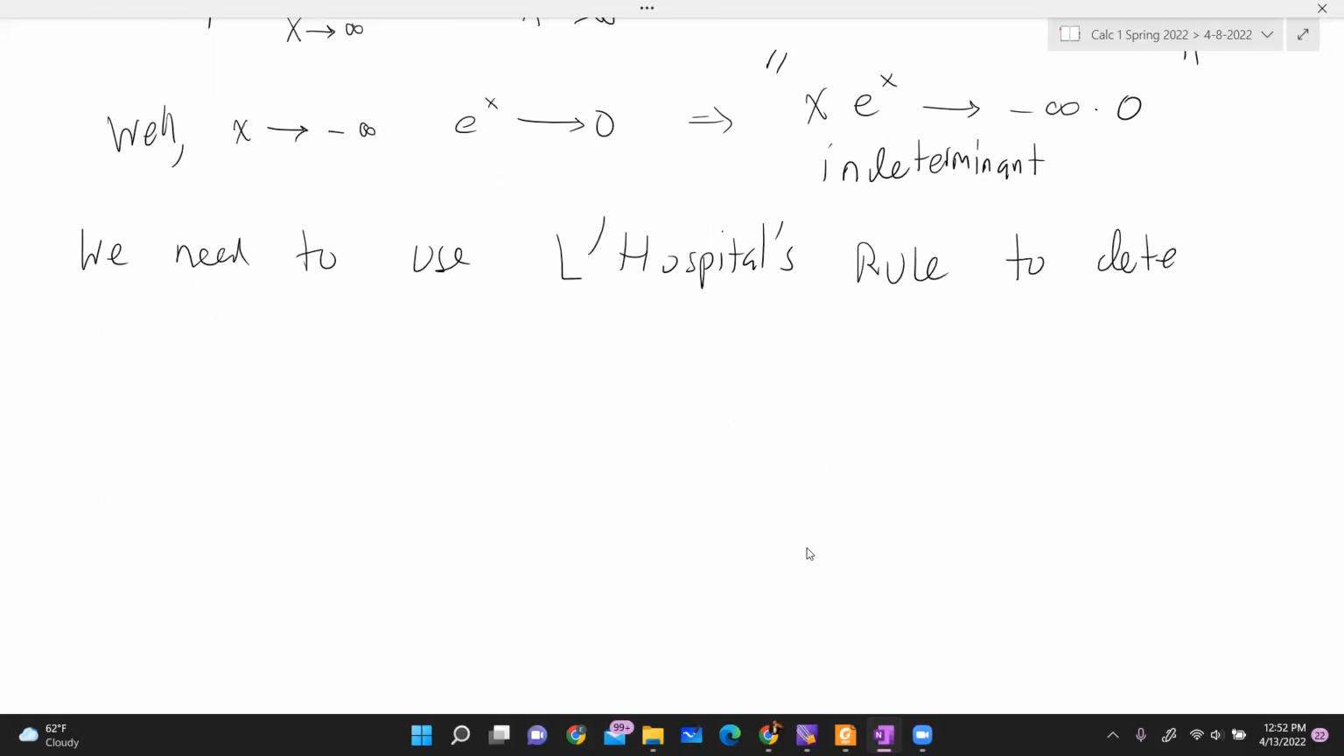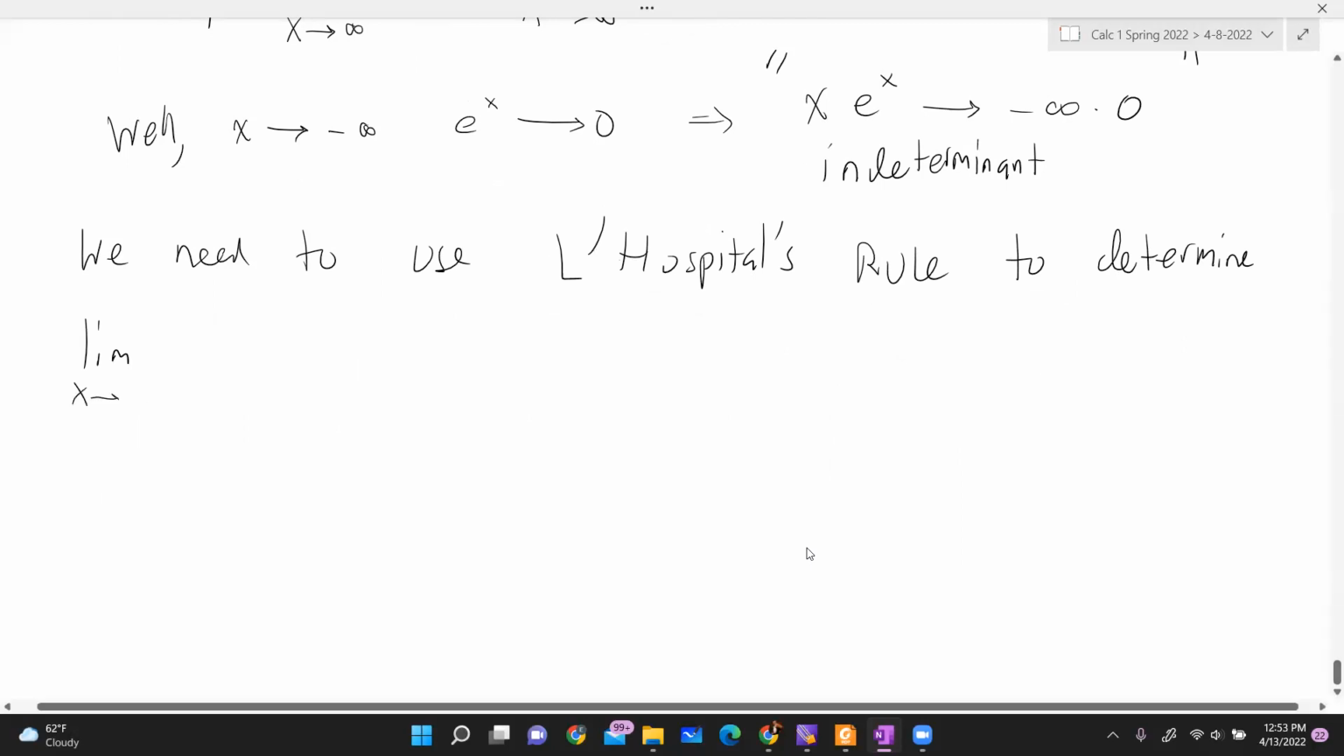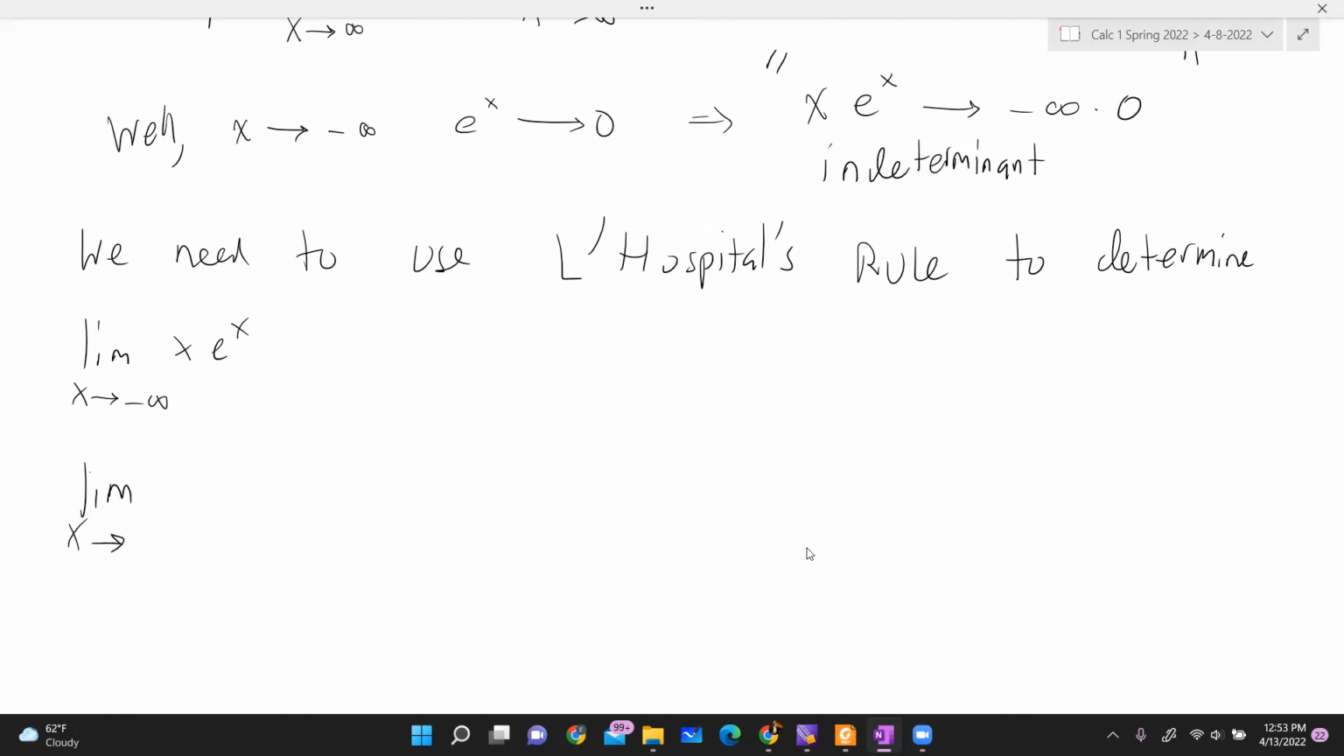So just to spell it all out, to determine the limit as x goes to negative infinity of x times e to the x, let's write this on a new line. How we're going to do that is by flipping e to the x into the denominator. This limit is equivalent to this limit. Maybe take a few seconds to convince yourself that this thing equals this thing.